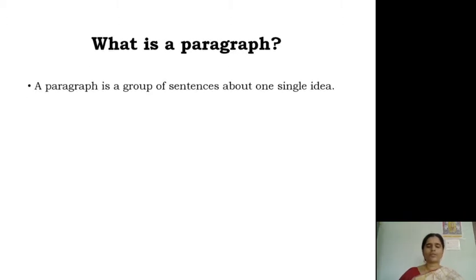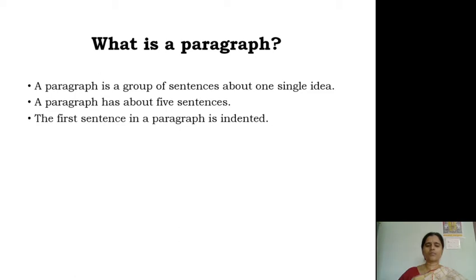A paragraph is a group of sentences about one single idea. So a paragraph consists of a group of sentences which tells us about a single idea. A paragraph has about 5 sentences. Sometimes we may find a paragraph with fewer than 5 sentences, and sometimes with more than 5 sentences, but usually a paragraph should consist of 5 sentences.